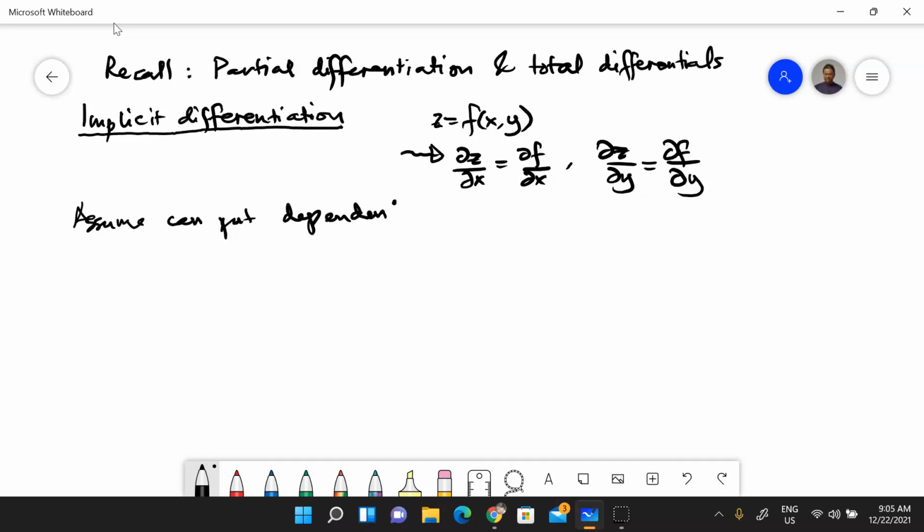Sorry about the handwriting because I'm writing on this on my knee. I don't have a table at the moment.